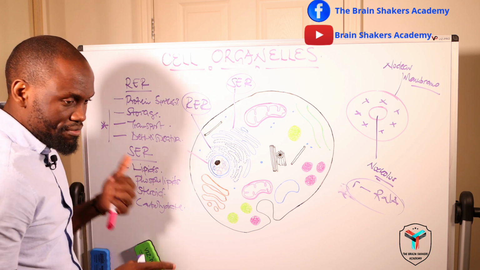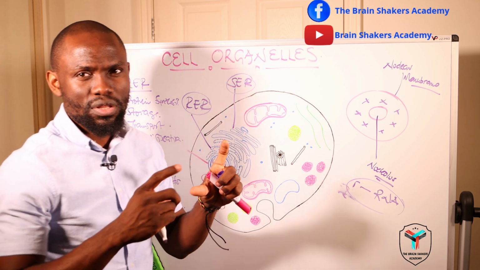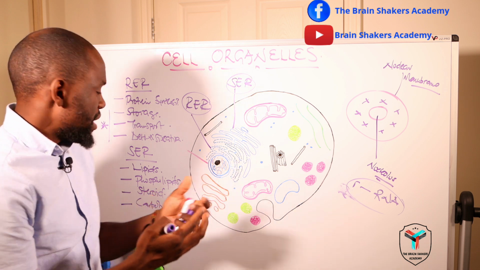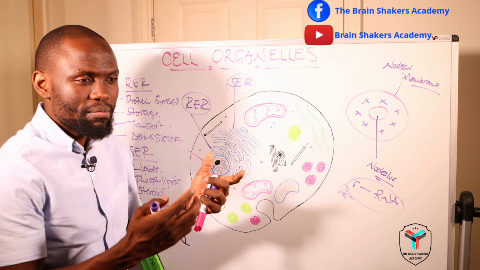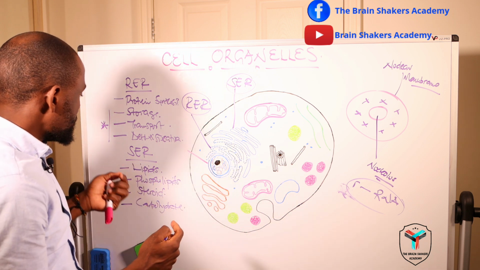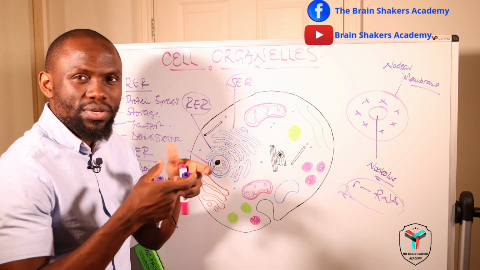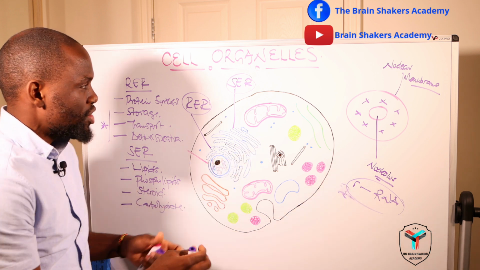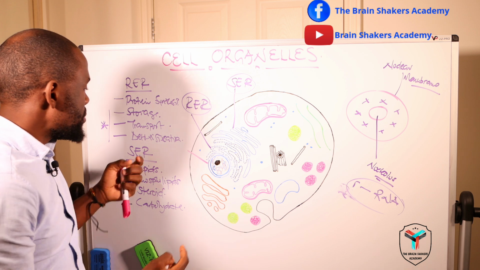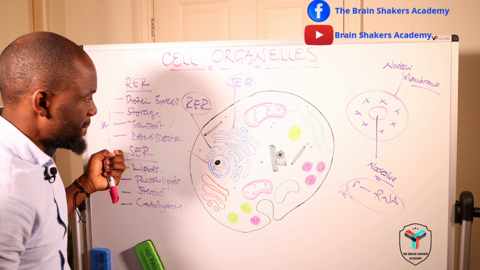And another function that we can relate to the smooth endoplasmic reticulum is when you get to the musculoskeletal system, especially if you're looking at muscular contractility. The smooth endoplasmic reticulum in the muscles is called the sarcoplasmic reticulum. That sarcoplasmic reticulum is responsible for the sequestration of calcium cations. Now, you need calcium for a muscle to contract, and that will be the role of that reticulum within the muscle cells.